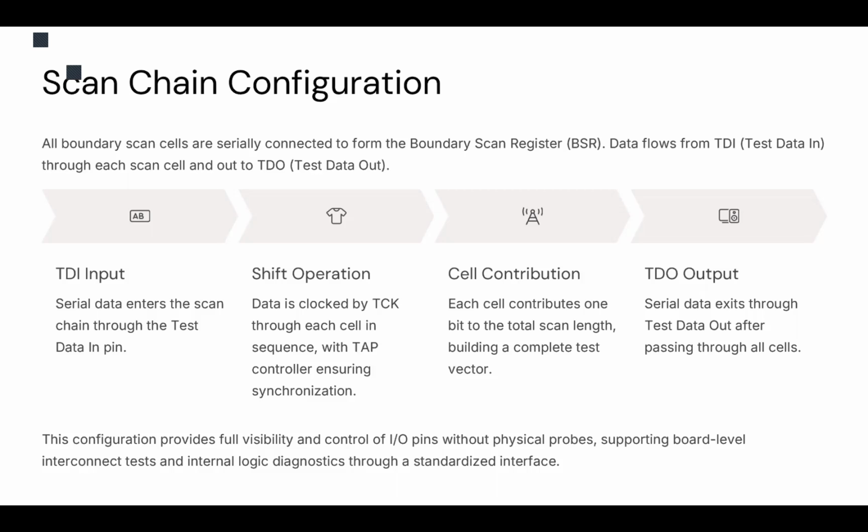which, along with TDI, the clock that we call TCK, the test clock, and the TMS, which is the test mode select, and the TDO, the output, are all in the closed loop of the full boundary scan configuration.